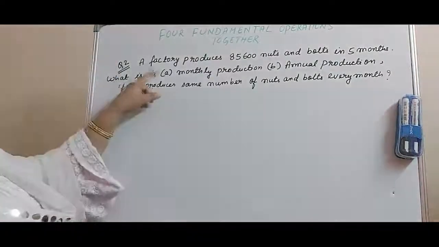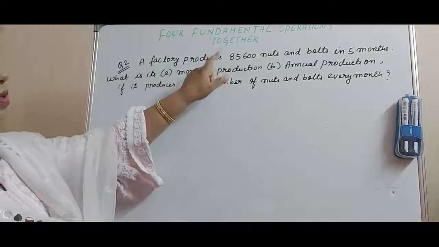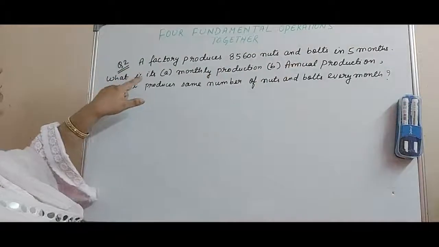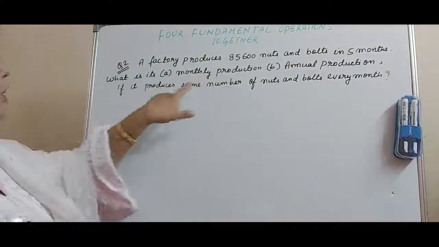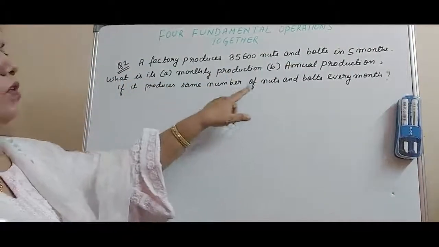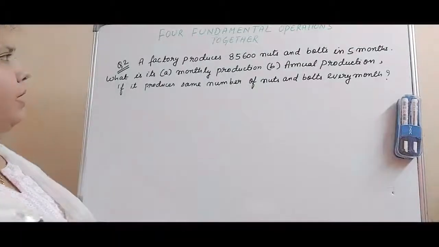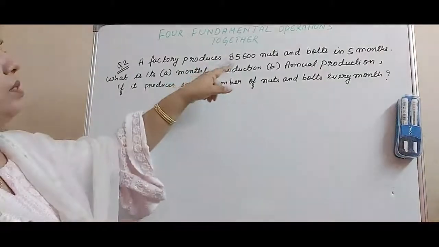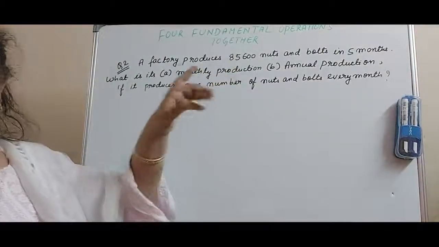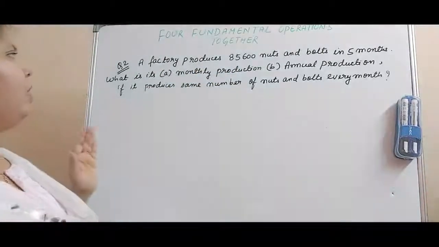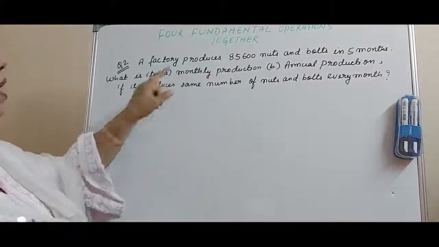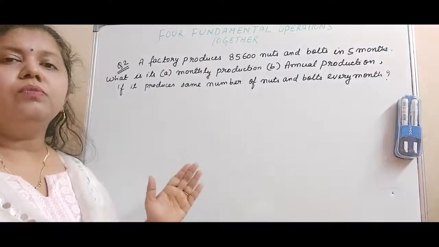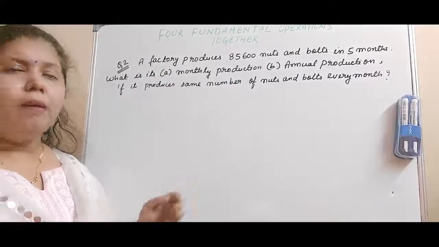A factory produces 85,600 nuts and bolts in 5 months. What is its monthly production, annual production, if it produces the same number of nuts and bolts every month? See here, the factory is producing 85,600 nuts and bolts in 5 months. So from there we can easily find out how much it produces in 1 month. Monthly production means in 1 month how many nuts and bolts are produced by the company.